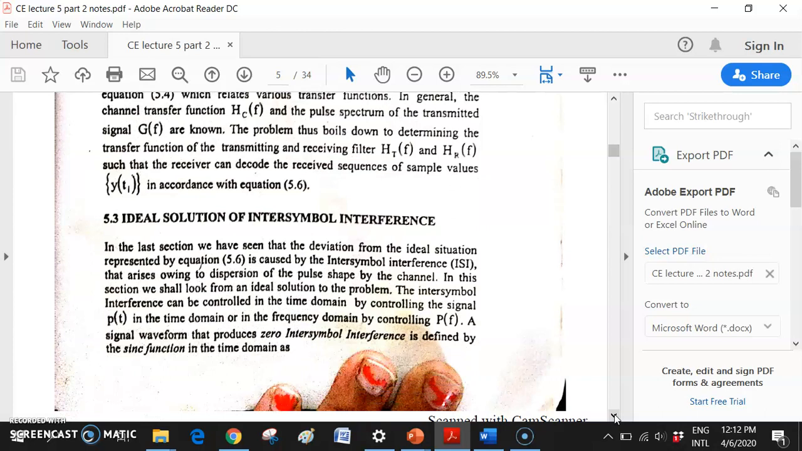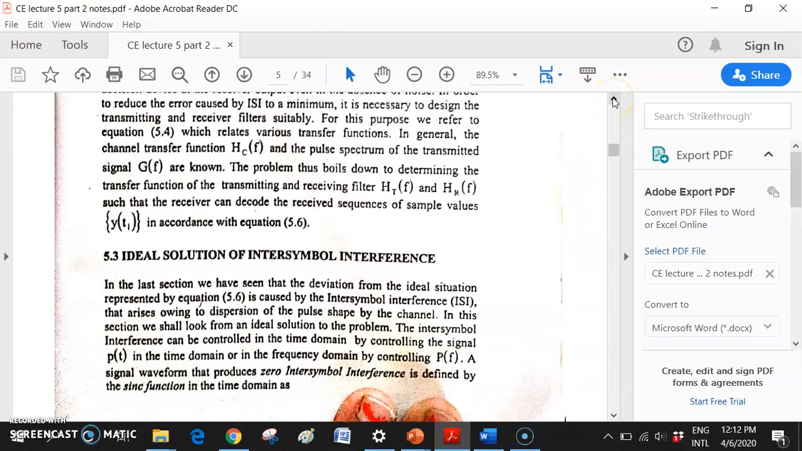The ideal solution for inter-symbol interference. So what is the ideal solution? The ideal solution means P(f). What is P(f)? P(f) and p(t): p(t) is the time domain representation of the P function, and P(f) is the frequency domain representation of the P function. What is the P function?